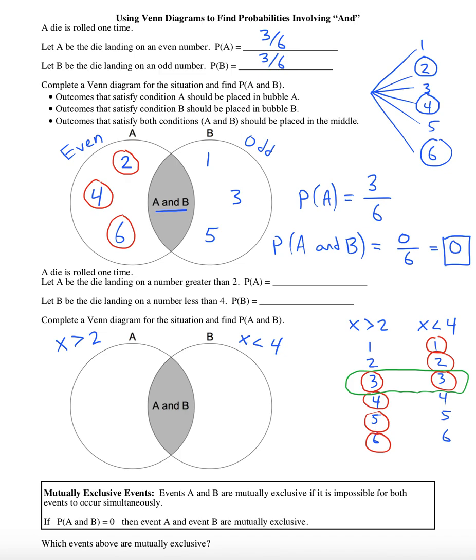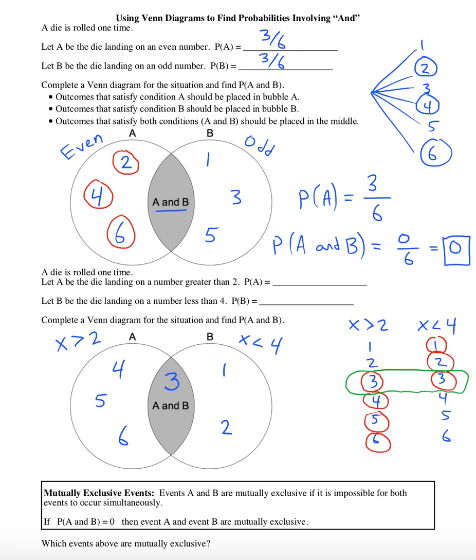So that means that 3 needs to go in the A and B space. Other numbers that are greater than 2, though, besides 3, would be 4, 5, and 6, but they go in the A only region. And numbers which are less than 4 would be not just 3, but also 1 and 2, and they go in the B only region.